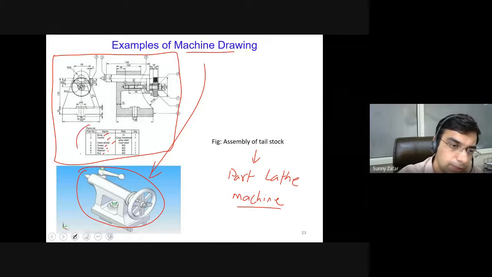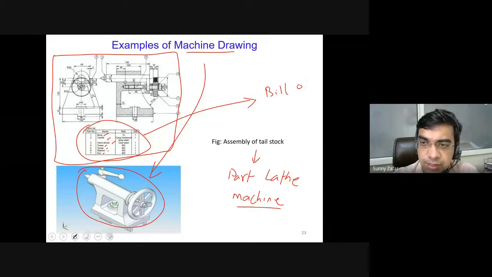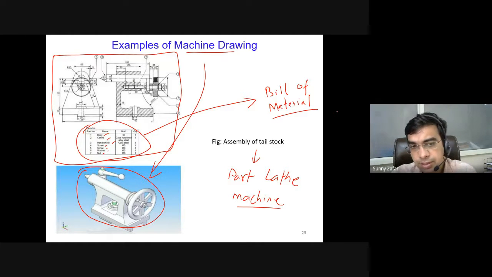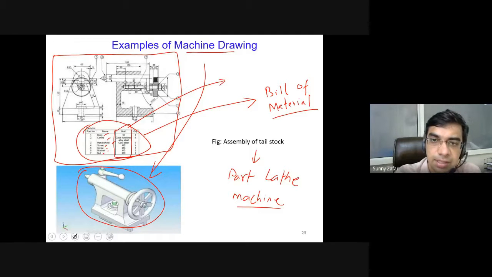This table shown here is also known as the bill of material. Any machine drawing will include this bill of material. In the bill of material, we specify the different parts of a complex assembly. Then we also specify what material each is made of. In the second column, what you see is the material specification. As shown here, the body is made of CI, where CI stands for cast iron.